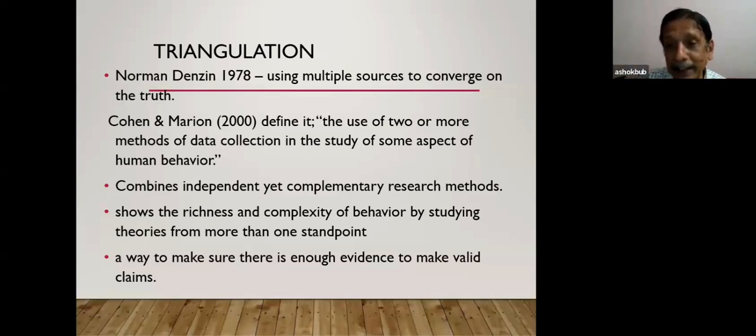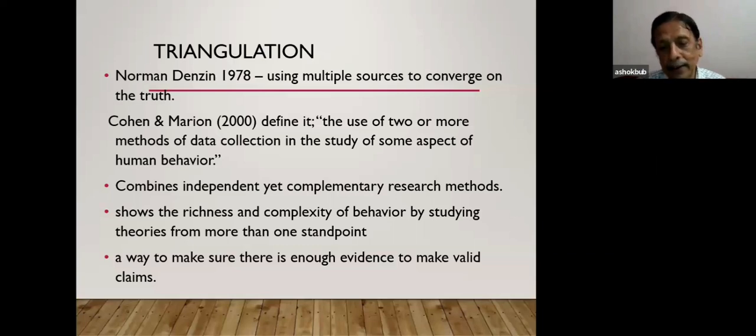I was talking about meta-analysis, right? So go back, make use of a focus group discussion or an in-depth interview by taking into consideration these outliers. Some of the outliers, you collect them, interview them. Why is it that your results seem to be different from others? That would give you an idea, when you're talking about realism, that realism can be more acceptable when you use this. It shows the richness and complexity of behavior by studying theories from more than one standpoint. That's one factor. And it is a way to make sure there is enough evidence to make valid claims.